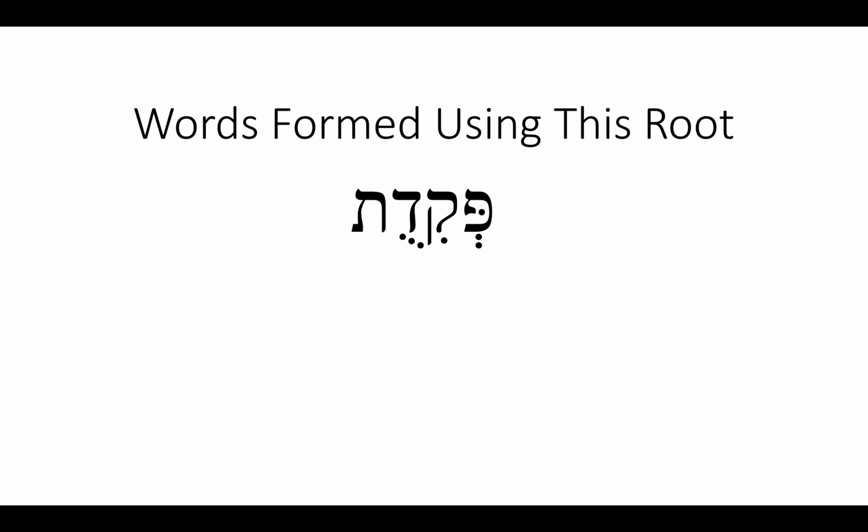Here's another word, pekidut, and this word means oversight. So very similar to what we've seen already. But the vowels are different. We have the taf ending, so it's a feminine word.